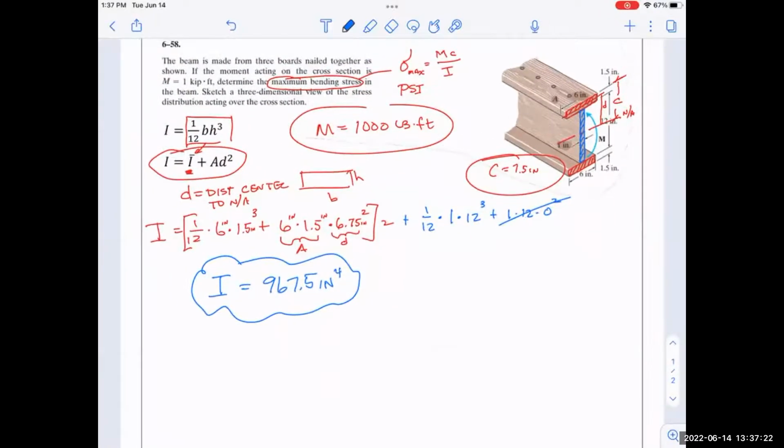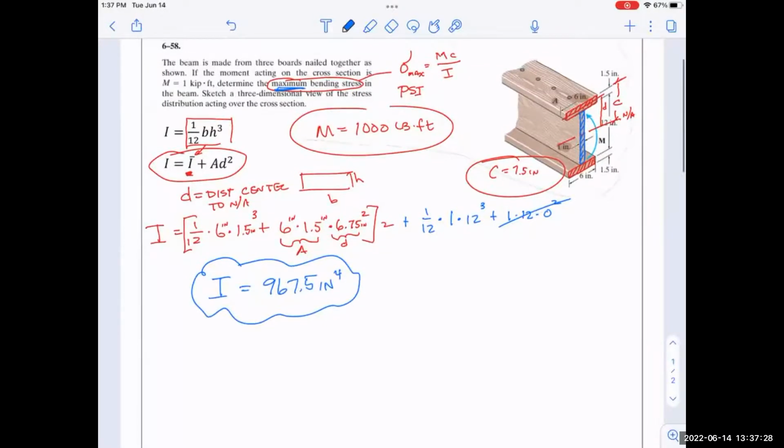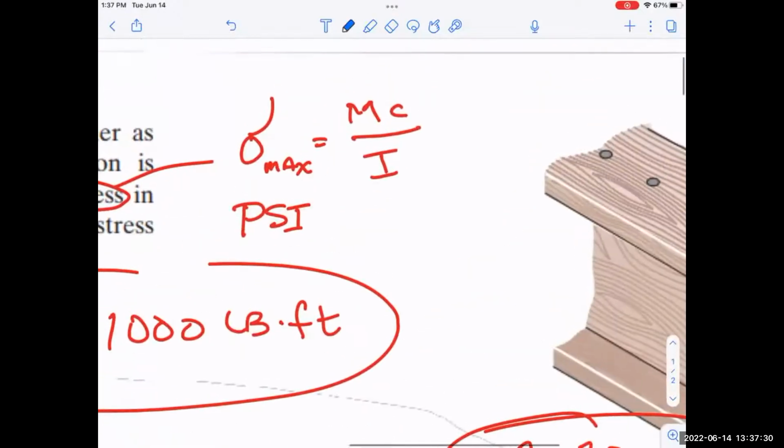Yeah, so let's go ahead and let's pay attention. And by the way, notice we're asking for maximum bending stress. That's why there's a C here, because we're putting in the maximum distance possible. If you say, what's the stress 2 inches up, you can find the stress anywhere you want. But then you would just put a different value. How far away from the neutral axis are you?